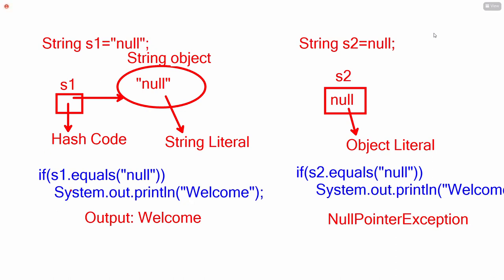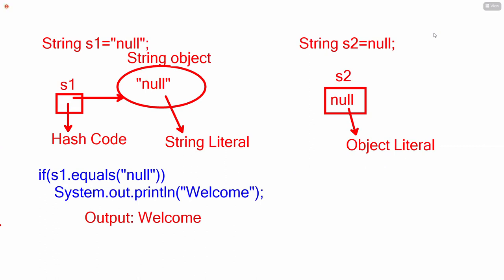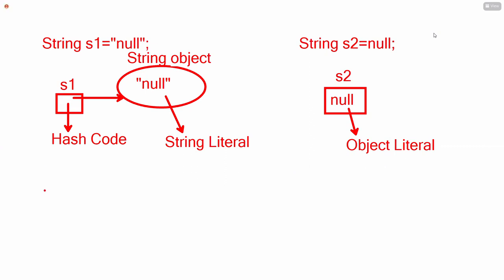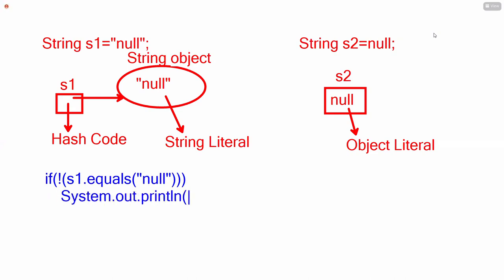Now you have seen the not equal to operator, the equal to operator, and the equals method. Is there any not equals method in the String class? No. I want to make it not equals outright. The not operator we can apply. What you can do is, before S1 you can write not. If not S1.equals(null), like this you can write. Then System.out.println welcome.